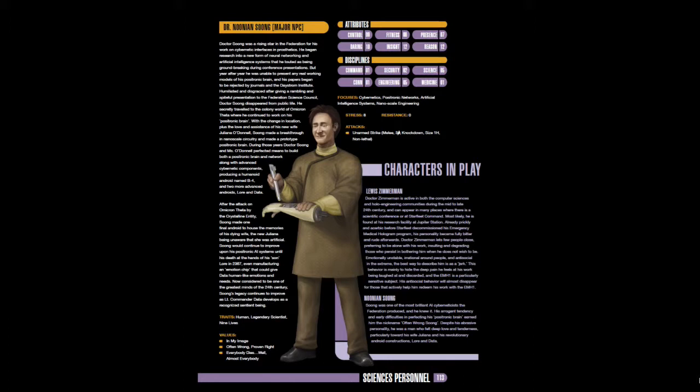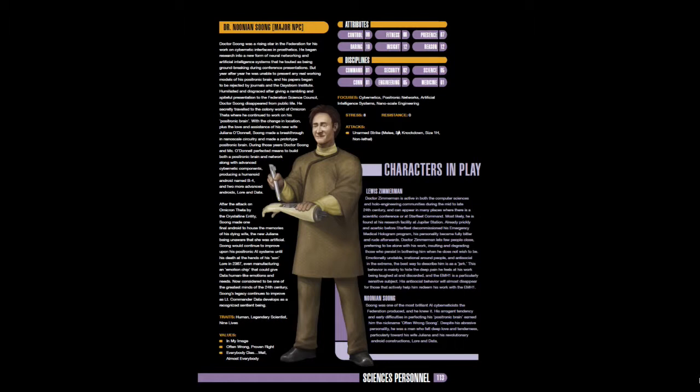I'm not sure if the capture actually managed to grab those pages, but we'll find out as we go along. So Lewis Zimmerman is the holographic engineer who came up with the idea of the emergency medical doctor, so the emergency medical program, as played by Robert Picardo in Voyager, and we've got stats for him in the game, and it goes into a bit of background on his character.